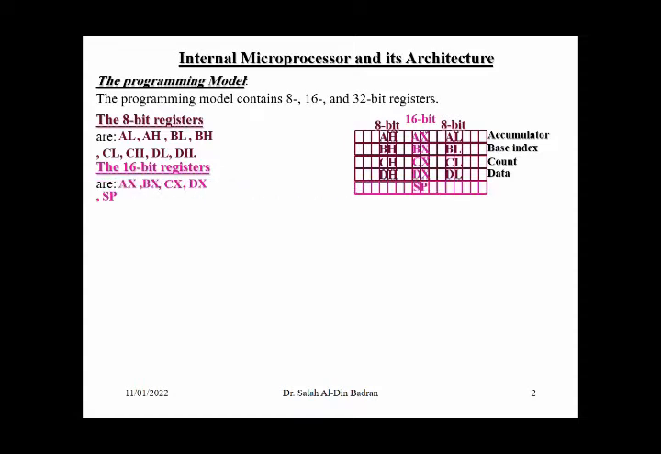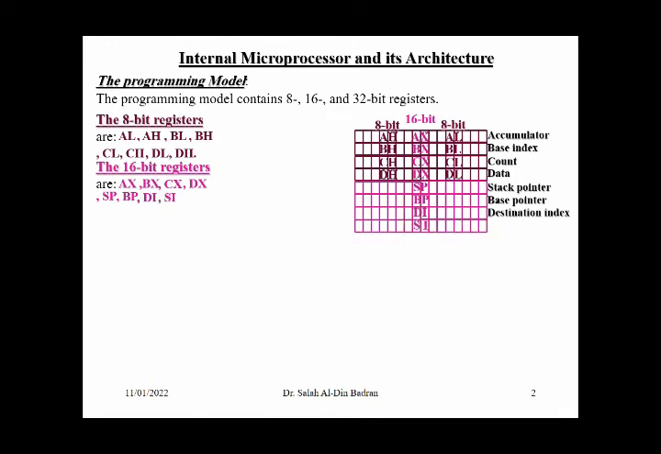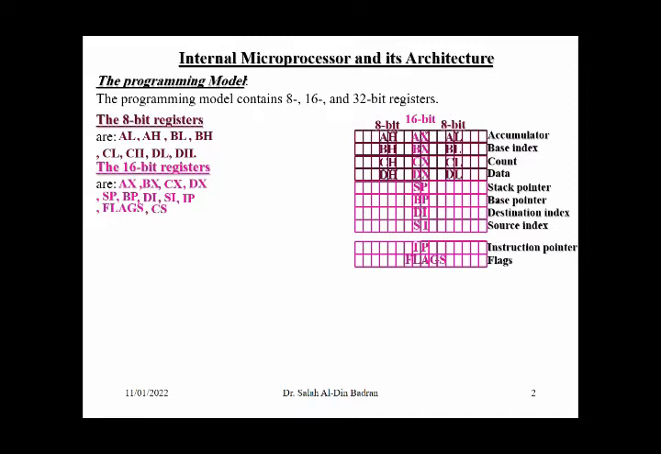SP, this is one whole 2-byte, 16-bit register. SP is the stack pointer. BP is the base pointer, also a 16-bit register. DI, 16-bit register, destination index. SI is the source index. IP is the instruction pointer. Flags is the flags register.